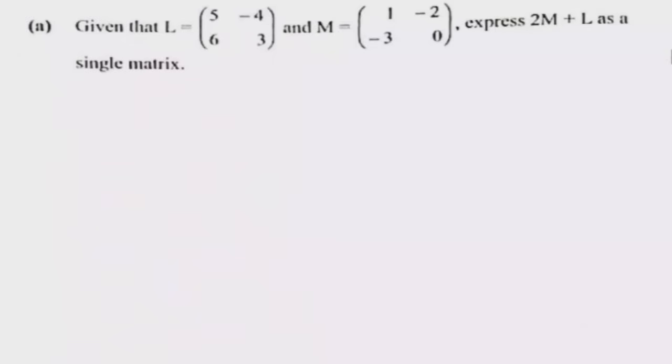Given that L is equal to 5, -4, 6, 3, and M is equal to 1, -2, -3, 0, express 2M plus L as a single matrix.